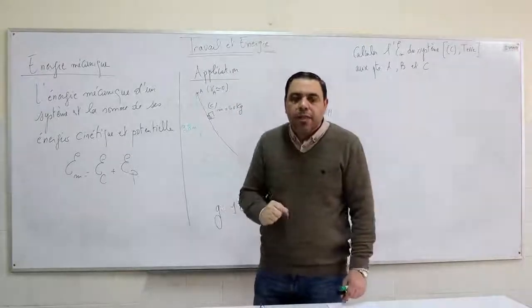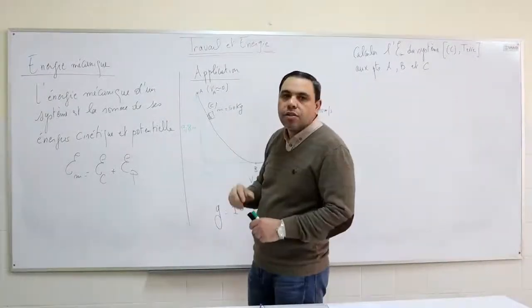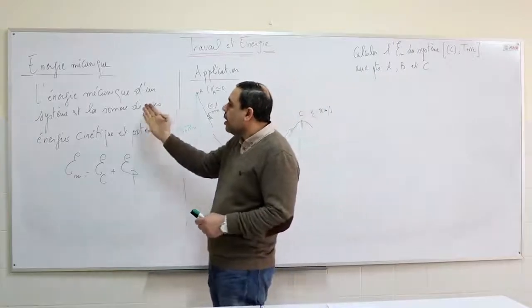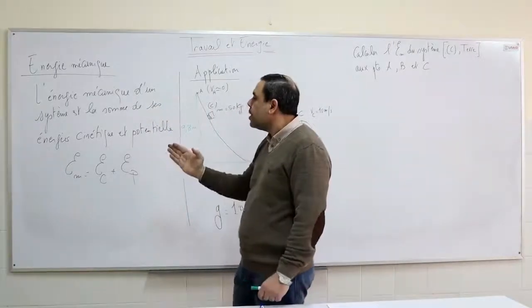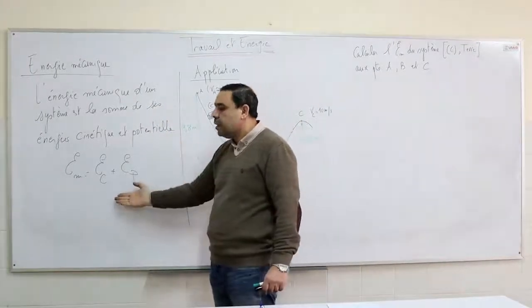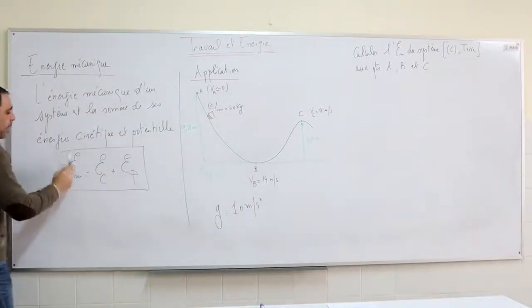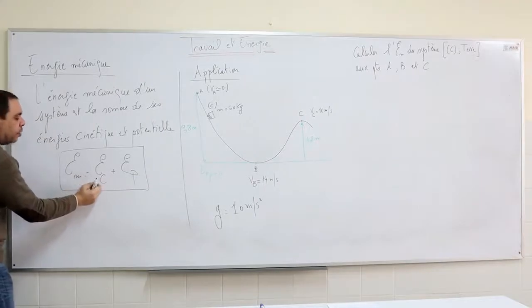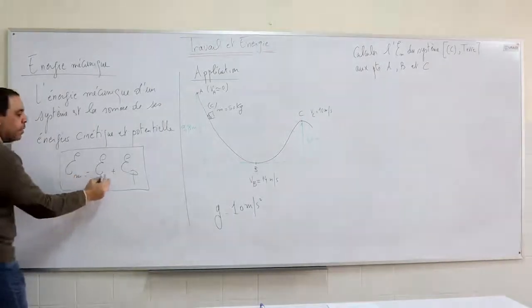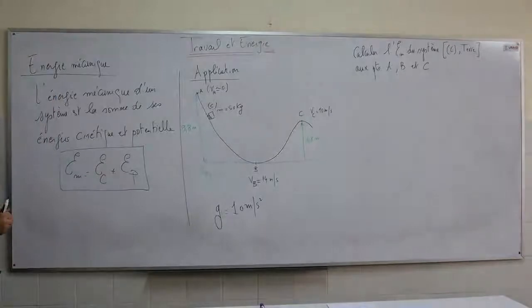In this video, we're going to explain the final idea of this chapter, which is the mechanical energy. The mechanical energy of a system is the sum of the system's kinetic and potential energies. This is its formula. The mechanical energy is the sum of the kinetic energy of a system plus its potential energy.